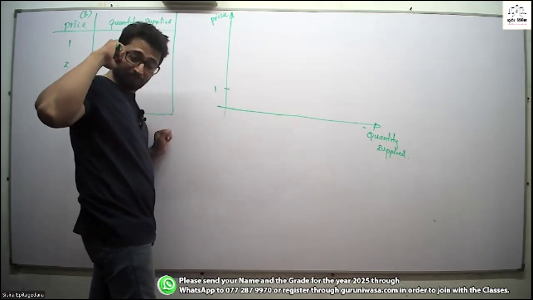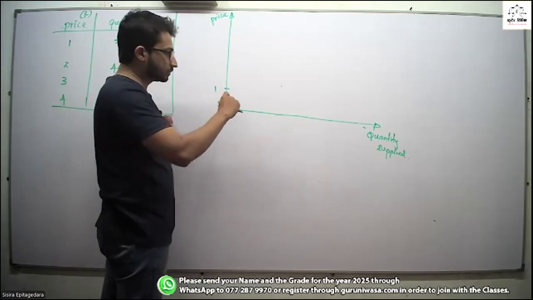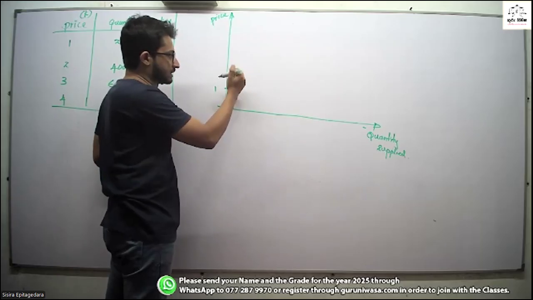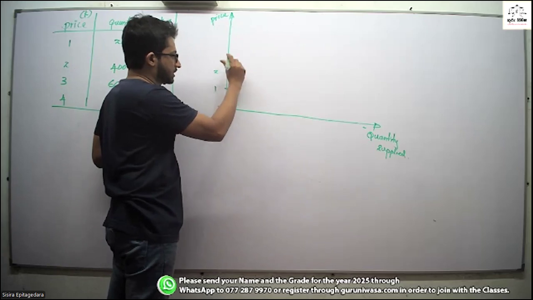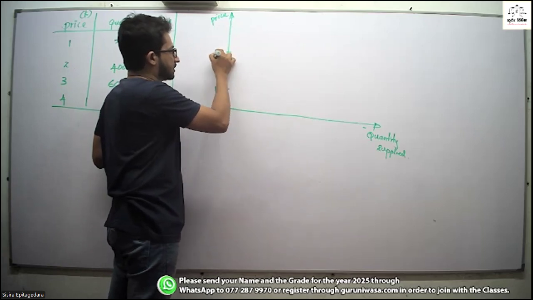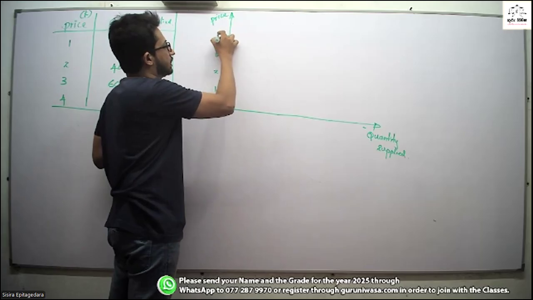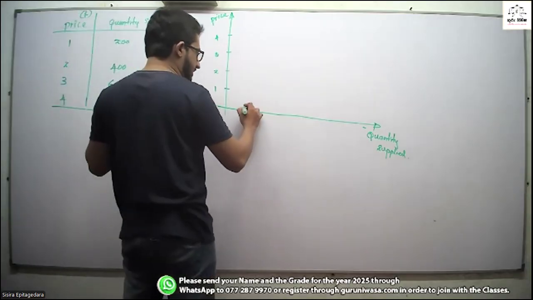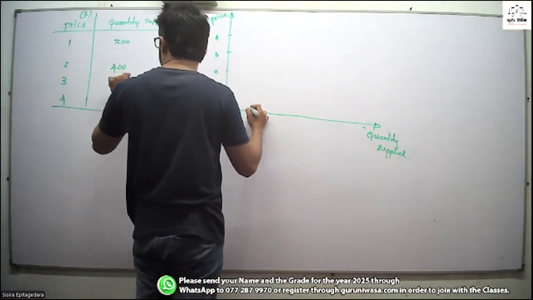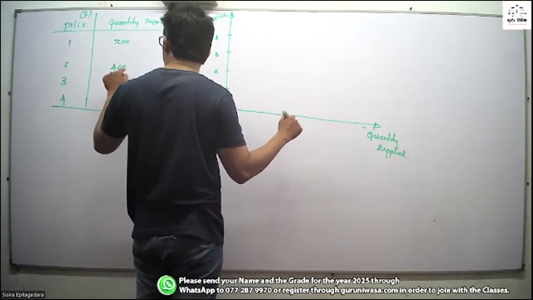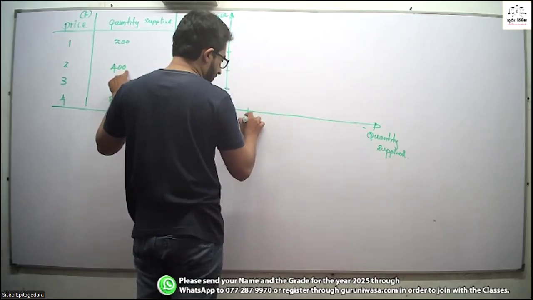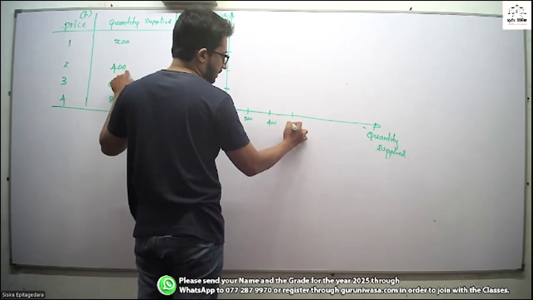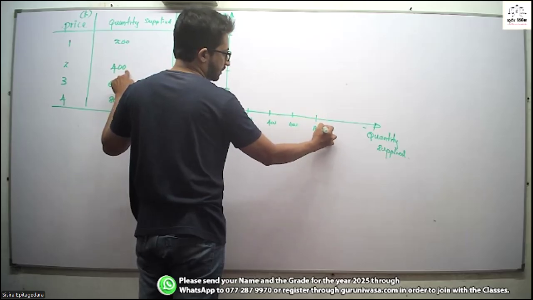Look at the board. I'll give you time to draw it. Similar distance, $1. Then similar distance, $2. In similar distance, $3, $4. For quantity supplied, you can label the axis as quantity supplied, and you can mark it by 200, 400, 600, 800, and 1000.